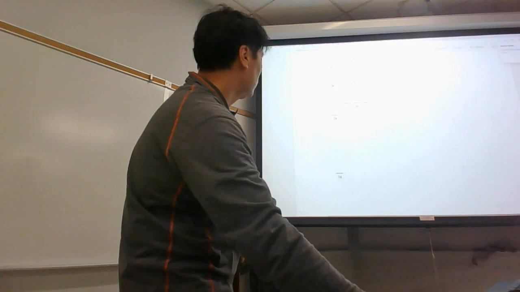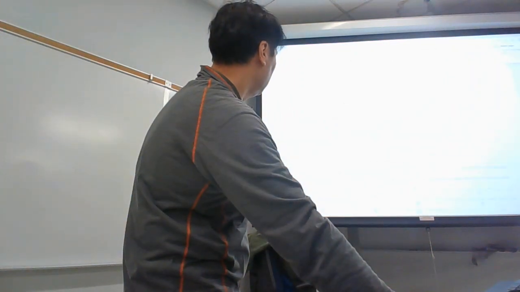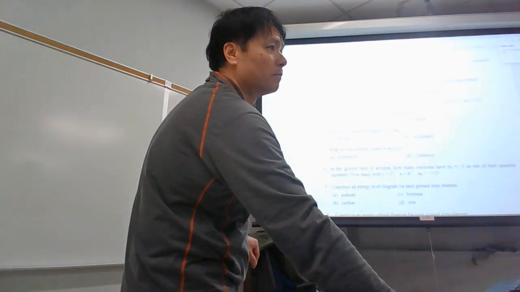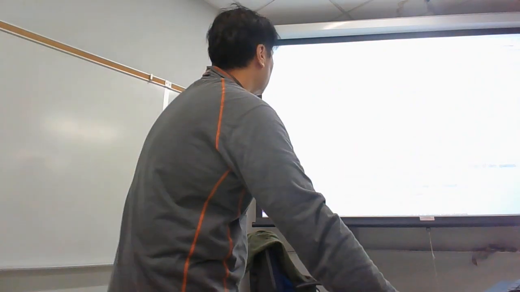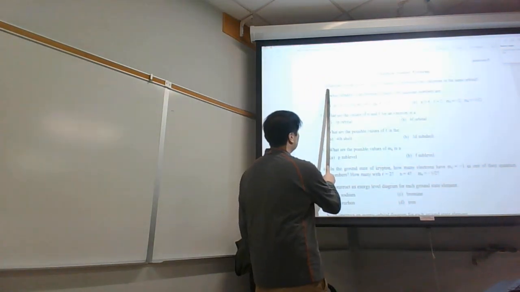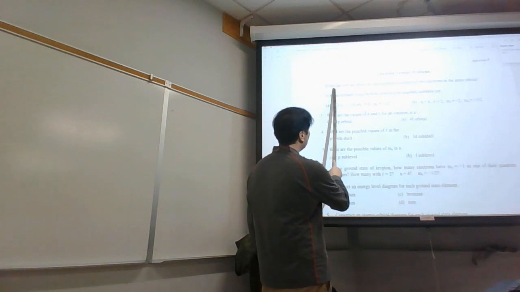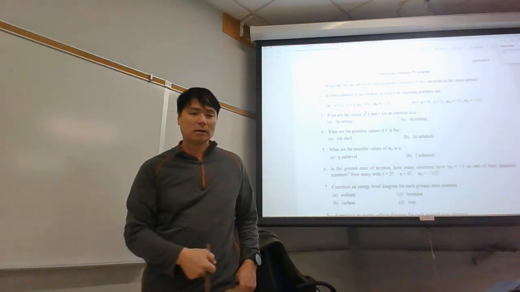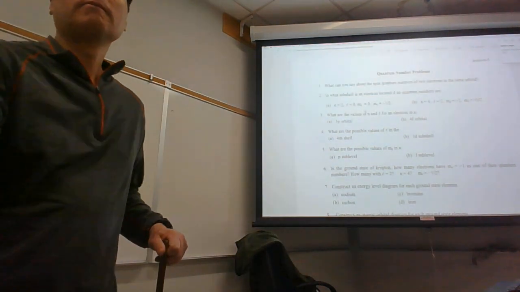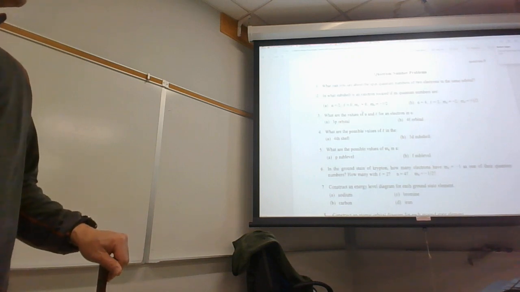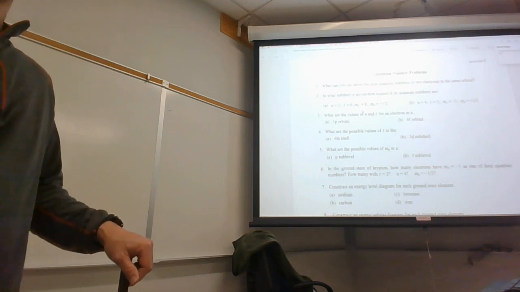There are also some questions here. I don't know if you had a chance to look at the quantum number problems. Did we look at these? I don't think we did. Well, the answers are in the back, but let's see if you can answer them now. What can you say about the spin quantum numbers of 2 electrons in the same orbital? They have to be opposite. One has to be plus, the other has to be negative.